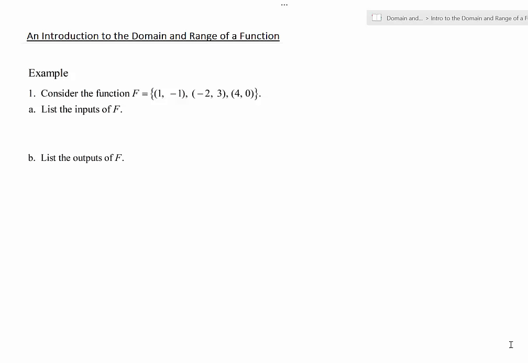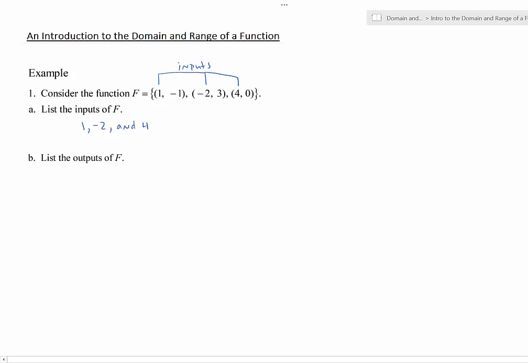We are given a function big F. Here is the collection of ordered pairs that we see. The ordered pairs being (1, -1), (-2, 3), and (4, 0). So what we're going to do first is what it says. We're just going to list the inputs. So remember, the inputs are always the first coordinates of the ordered pairs in the function. So those are our inputs. What are those inputs? 1, -2, and 4.